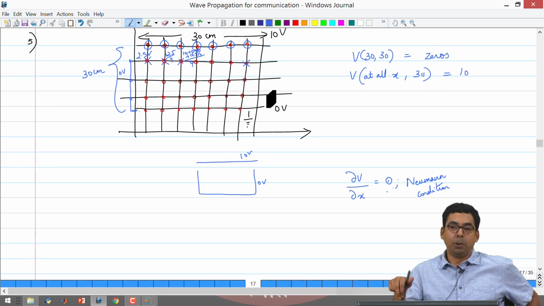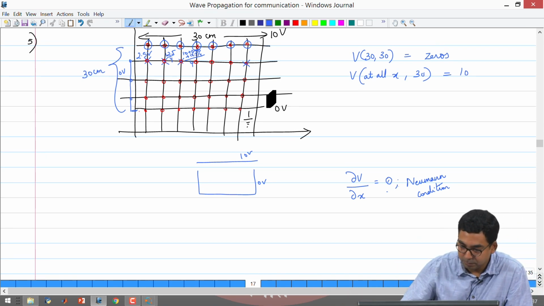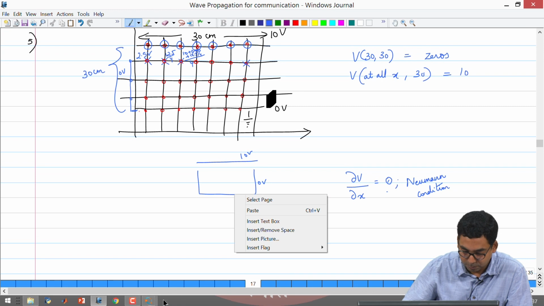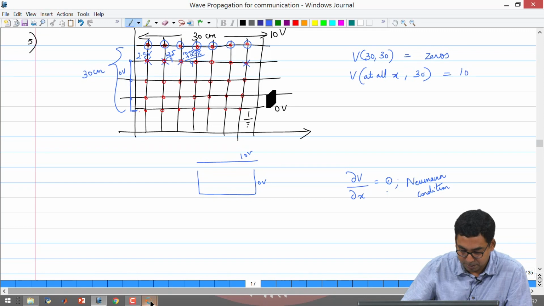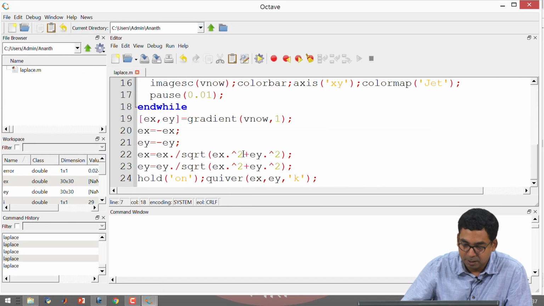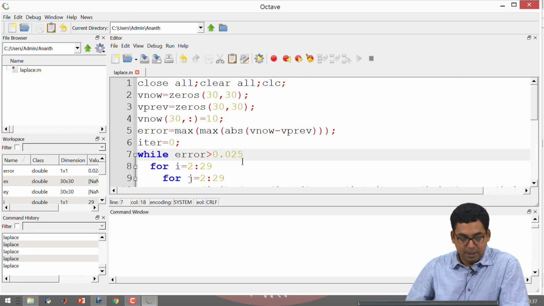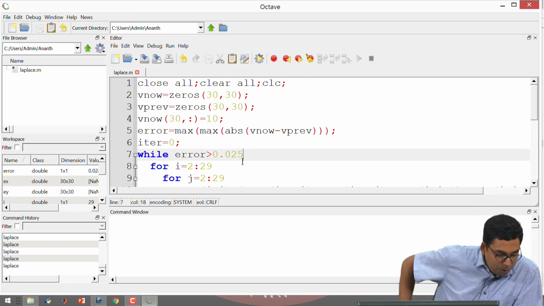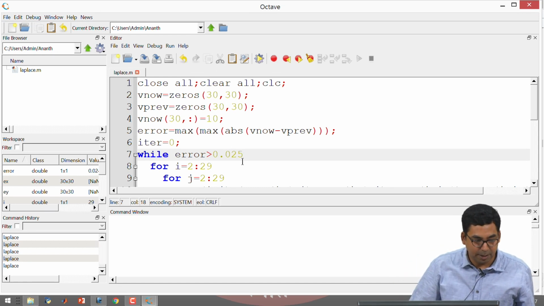Now, I want to go back to the program and fix the Neumann condition on the left and the right side, and then I want to calculate the fields of a parallel plate capacitor. So, I am going to go back to the program. I am going to close this. And I want to have a look at what I am doing over here. It says that from 2 to 29 is my calculation, right, that happens.